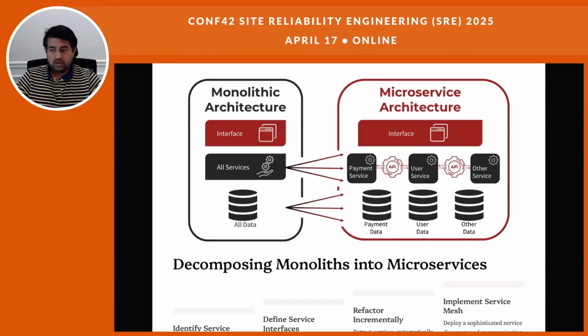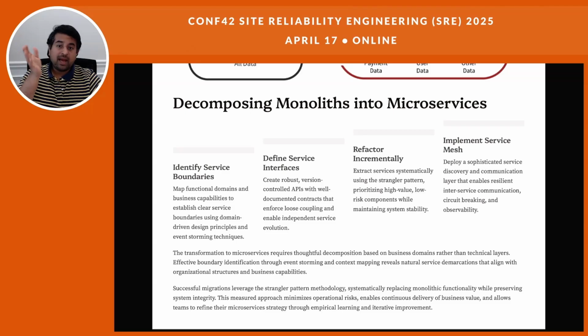Identify the service boundaries. We need to map the functional domains and business capabilities to establish clear service boundaries using domain-driven design principles and event storming techniques. Effective boundary identification through event storming and context mapping reveals natural service demarcations that align with organizational structures and business capabilities. Specifically, utilizing event storming workshops can reduce service boundary definition time by 20 to 25% and improve alignment with business stakeholders. Research indicates that well-defined service boundaries result in a 15 to 20% improvement in team autonomy.